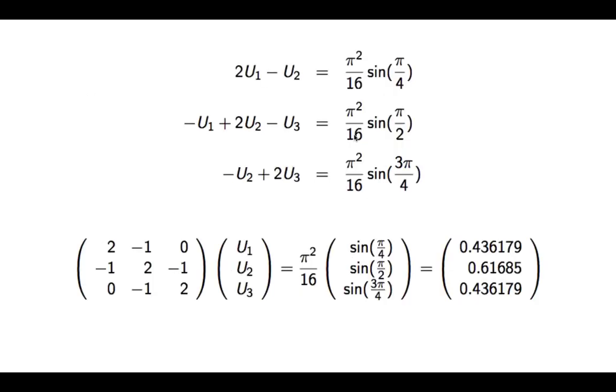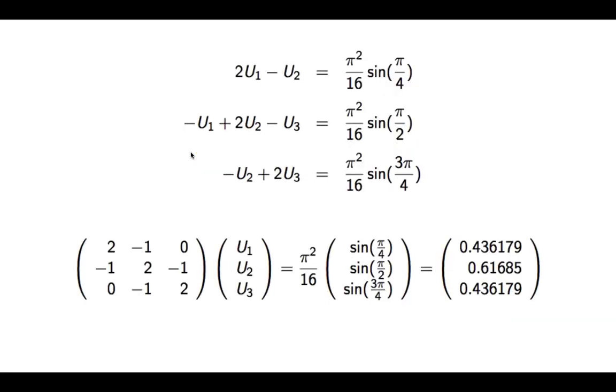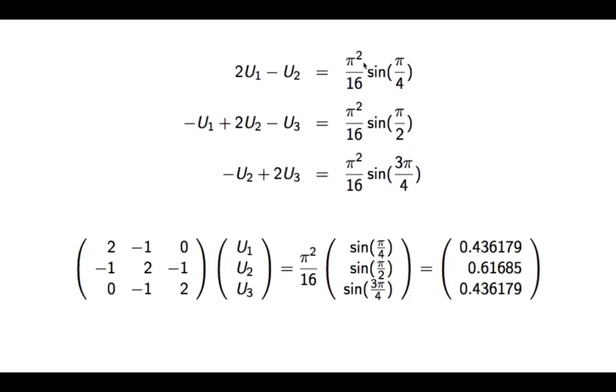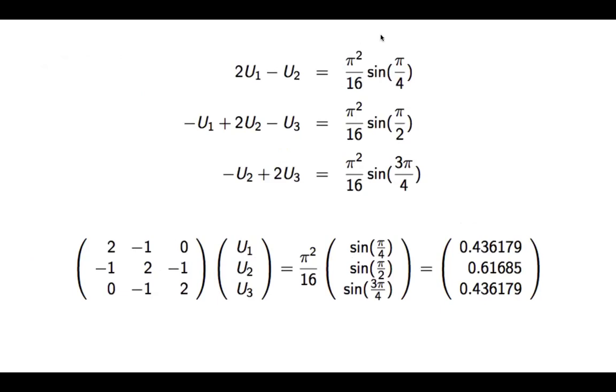So let's try to solve this. This is a double derivative, so you can use the central difference formula I showed earlier. Finally, we get equations like this: 2u1 minus u2 is equal to, with the denominator h squared going to the other side. Here h squared will be (1/4) squared, which is 1/16. So it becomes π² sin(π/4), since the first x is 1/4, so π/4. And that is 1/h², which is why there is 1/16.